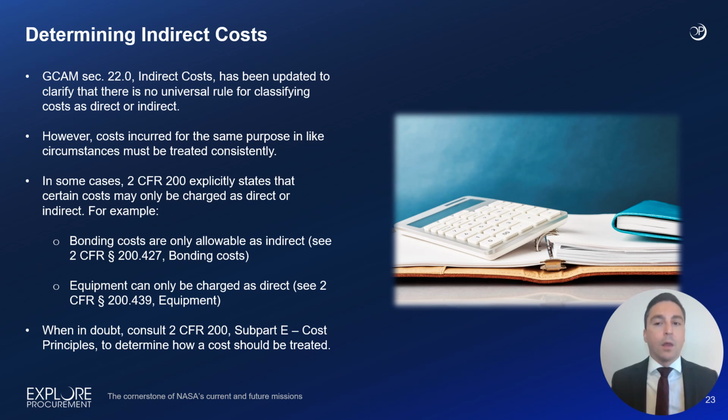For example, bonding costs can only be charged as indirect costs, while equipment can only be charged as direct. If you're in doubt about how to charge a cost to an award, consult the cost principles in 2 CFR 200 Subpart E, or reach out to your NASA grant officer for assistance.